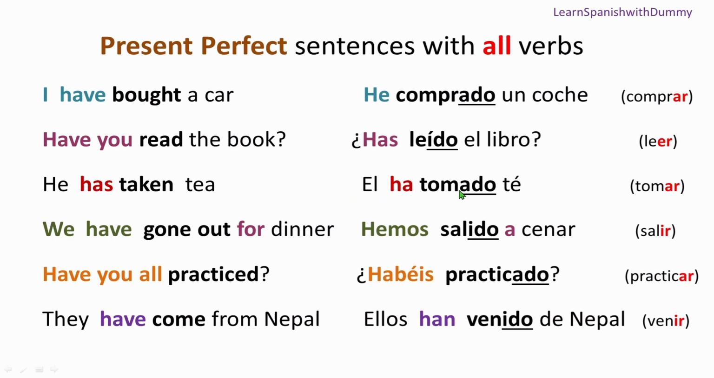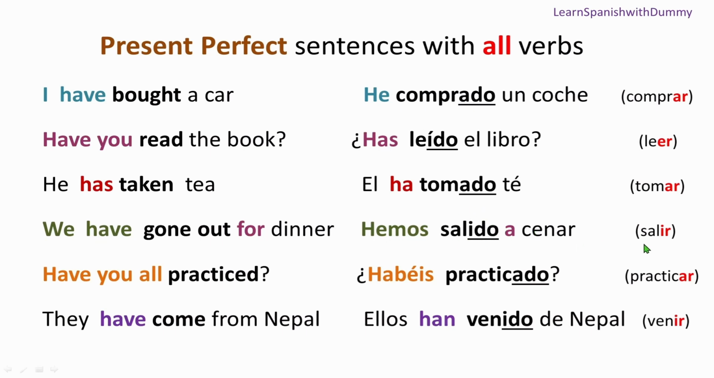Él ha tomado té. Tomado is taken. How do we make it? From the verb tomar. Tomar is to take. Replace the ar with ado, which makes it tomado, that's taken. We have gone out for dinner. Okay, so you can say hemos salido a cenar. Hemos, we have. Salido is gone out.